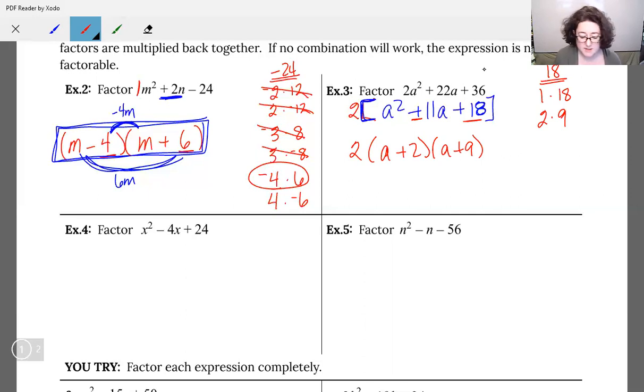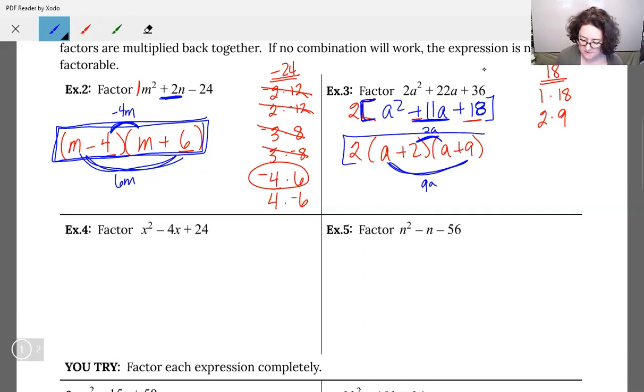And again, always double check. If you're not quite sure, you can multiply it out completely like we did at the beginning of the lesson. But if you check just your inner and outer multiplications, there's our 2a and our 9a, which will give us our positive 11a from our factoring that we were looking for. So that is our final solution: 2 times quantity a plus 2 times quantity a plus 9.